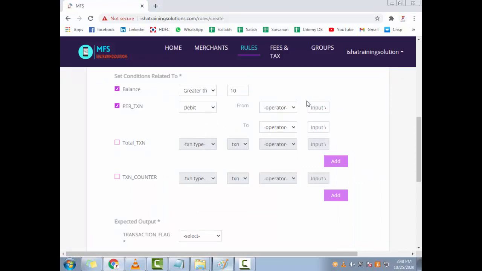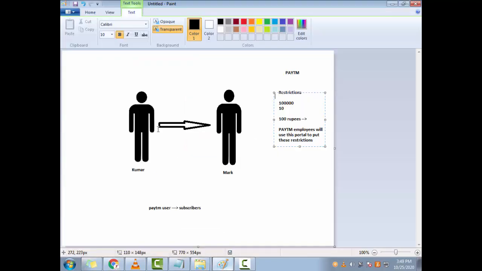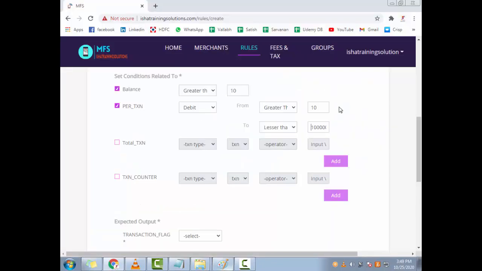Per transaction, the minimum is 10 rupees, and the maximum he can send is 1 lakh. 1 lakh is 100,000. So per transaction Kumar can send anywhere from 10 rupees to 1 lakh rupees. He can send 100 rupees, 1000 rupees, 10,000 rupees, or even 1 lakh, because I said less than or equal to 1 lakh, but he cannot send 10 lakhs.